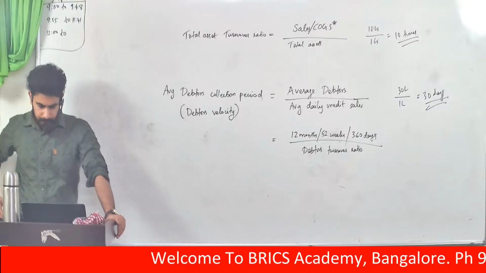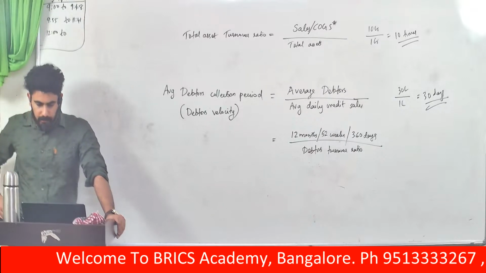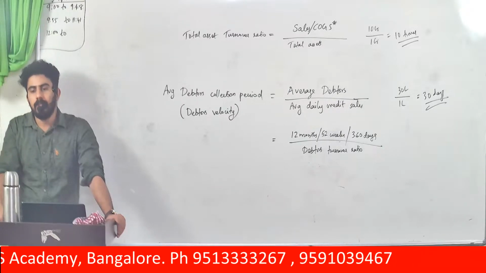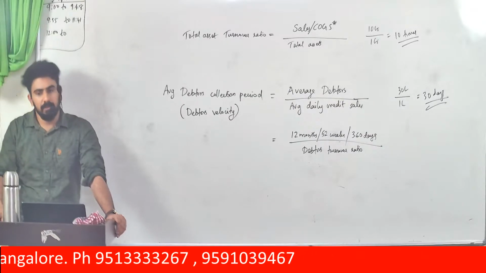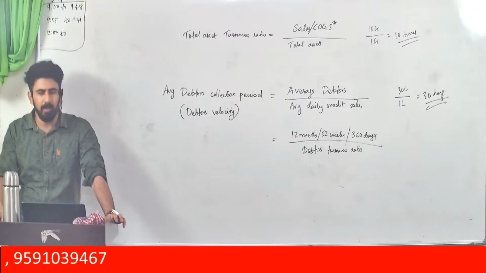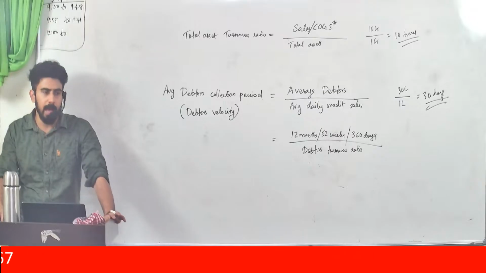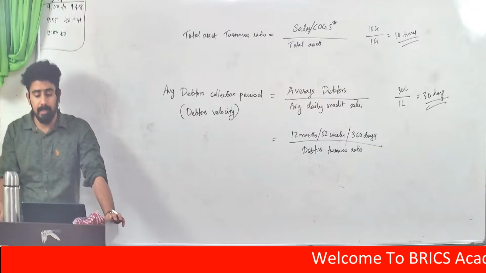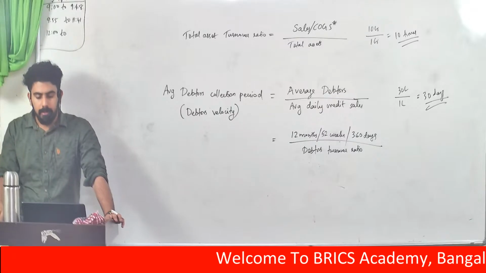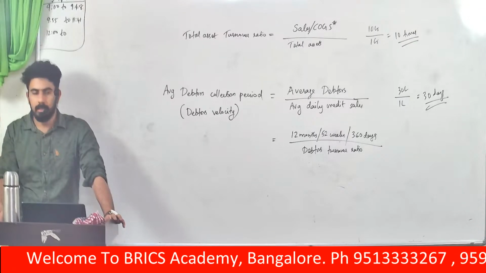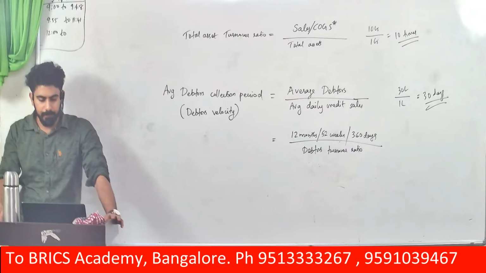Payable turnover ratio. What will be the payable turnover ratio? In debtors, we sold, so we took credit sales divided by average debtors. Here what will happen? Payables, what will we do? Purchases. Credit purchases divided by average creditors.